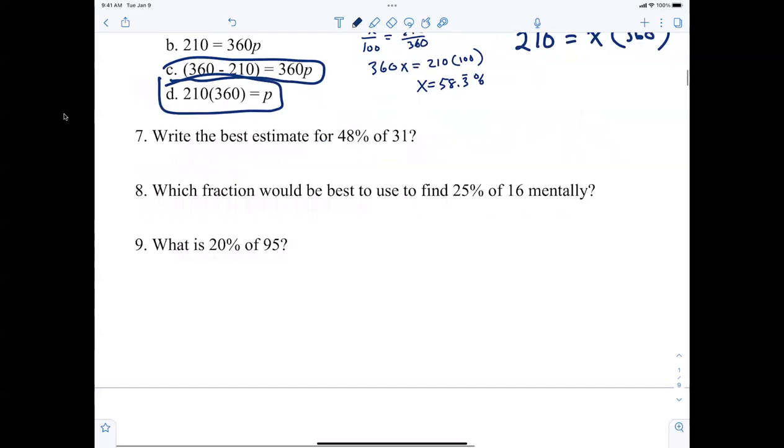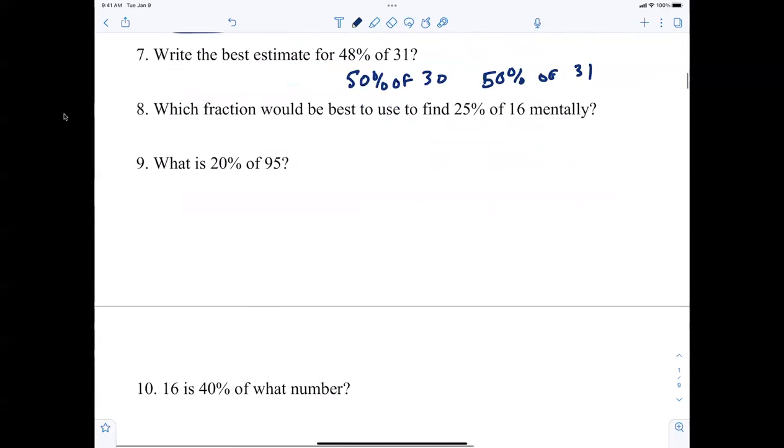Now, notice here I said write the best estimate, not what is it. I want you to tell me how you figured this out. What would you do? Just do like 50%, right? So I want you to write down 50% of what? 31. Or you could just round that to 30. If you wrote this on your test, 50% of 31, that'd be okay too. Right, but I'm wanting you to write down what you're doing. I don't care what the answer is.